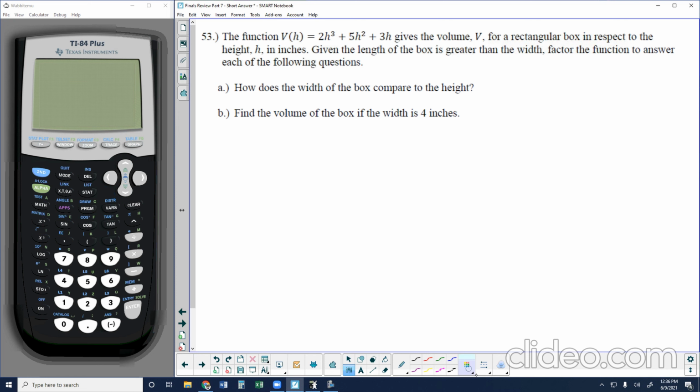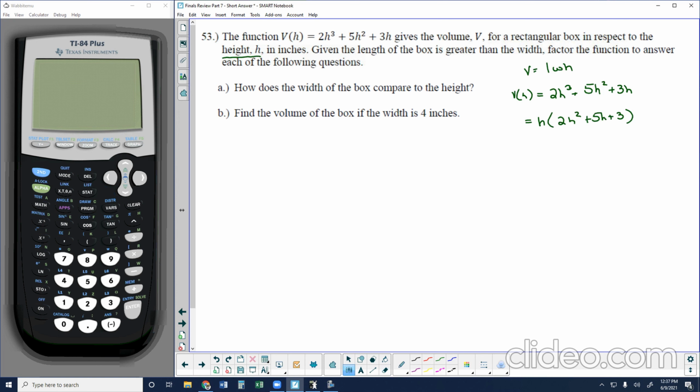So what we know here is that the height is h, and we know that the equation V of h is 2h cubed plus 5h squared plus 3h. And we know that the volume equation for a rectangular prism, which this would be, since it says it's a rectangular box, is length times width times the height. So we can factor this by taking out a GCF. That would leave me with h times 2h squared plus 5h plus 3.